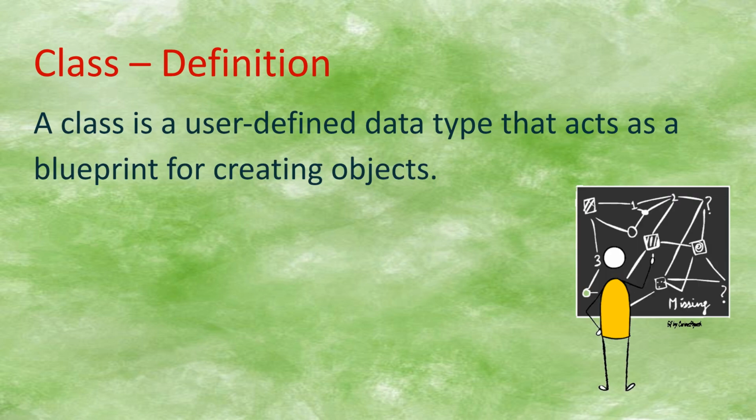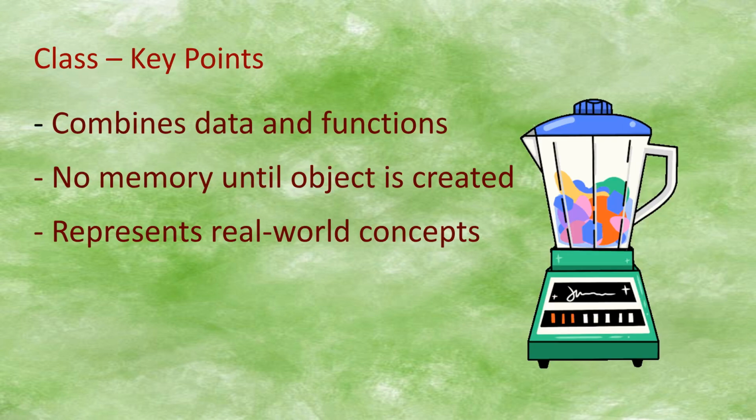A class is a user-defined data type in C++. It essentially serves as a blueprint from which objects are created. Key characteristics of a class include combining data and functions. It doesn't consume memory until an object is created and can represent real-world concepts.